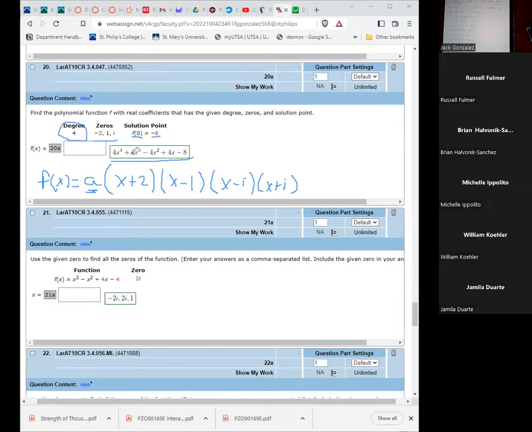So f of 0 is -8. So you would get 2 times -1 times -i times a equal to -8. But other than that, it's the same exact thing we just did. Does that make sense or no? So what would be when we multiply -i times i? -i times i would be -i squared, which would be -1.